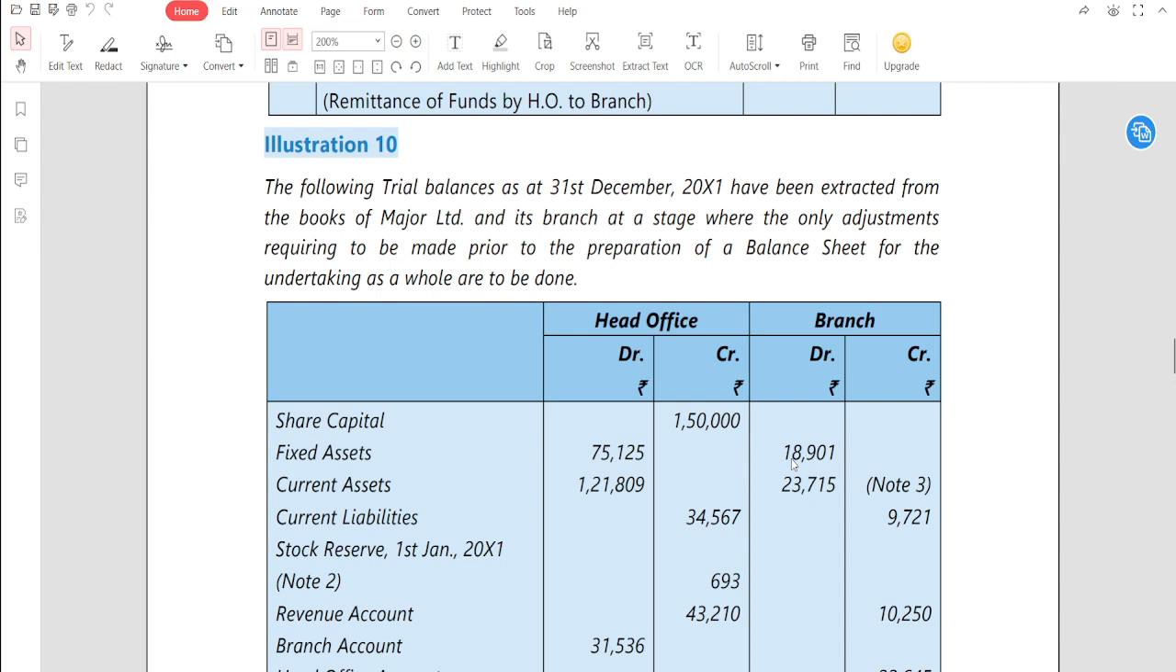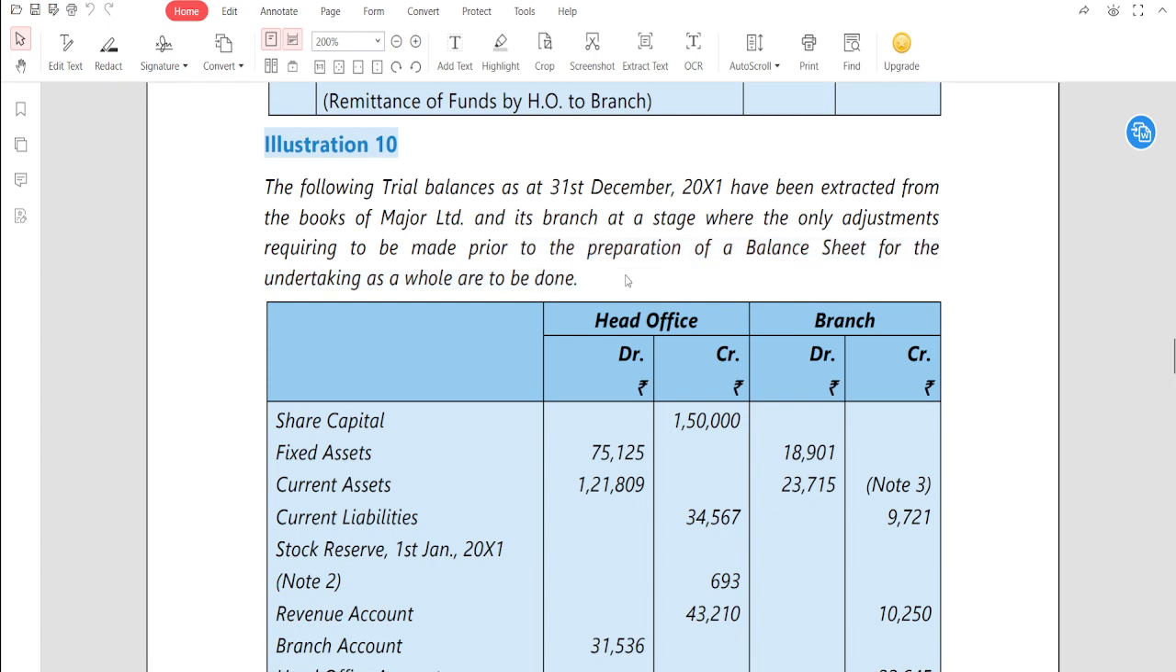Now it's clear cut. That is, it is given HO and branch का सारा balance दे दिया है and the books has been extracted from the trial balance. See here, it is written and its branch at a stage where the only adjustment requiring to be made prior to the preparation of the balance sheet for the undertaking as a whole are to be done.